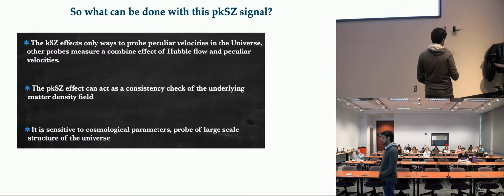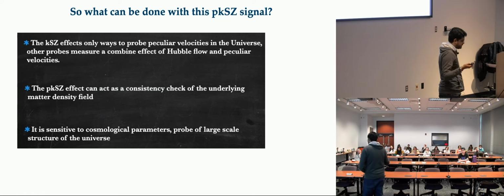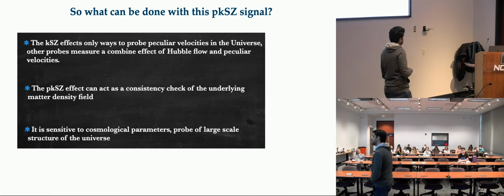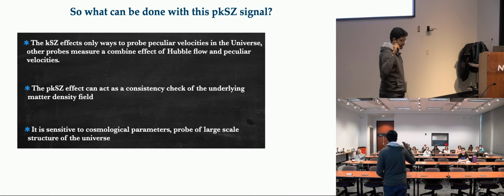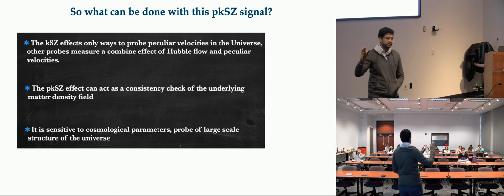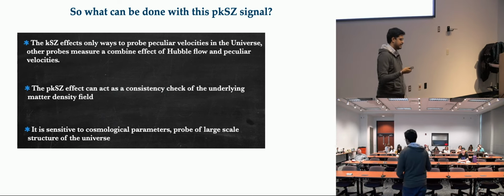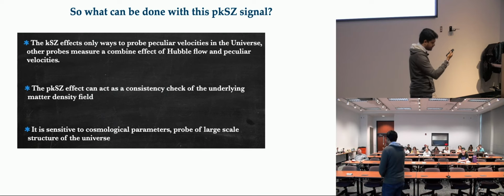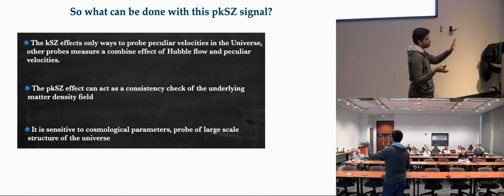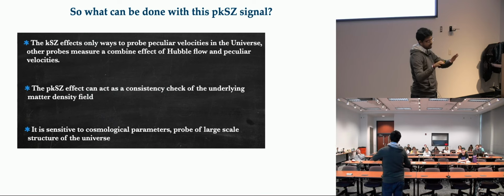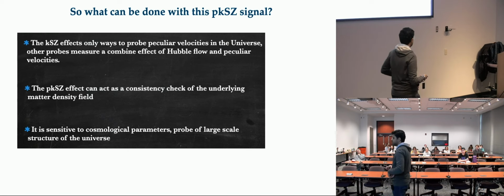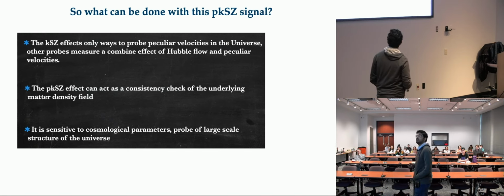So, fine, if we eventually detect this signal, what can we do with it? What is the use of these things? One thing is that this polarization signal is sensitive to the transverse velocity field. So if you can detect it at a high significance, you can use this to reconstruct your underlying transverse velocity field, or at least you can do forward modeling and match it with the expected polarization signal, which will eventually help you reconstruct your underlying velocity field.